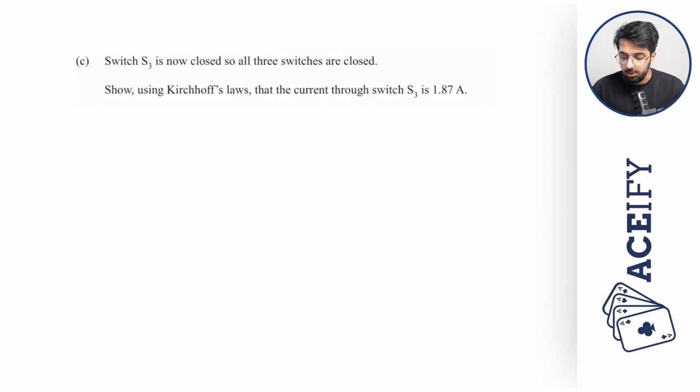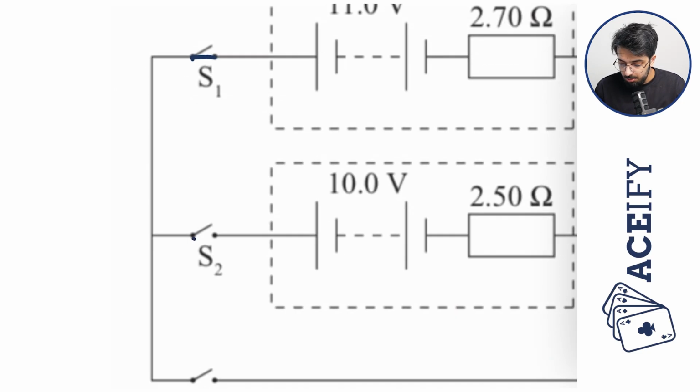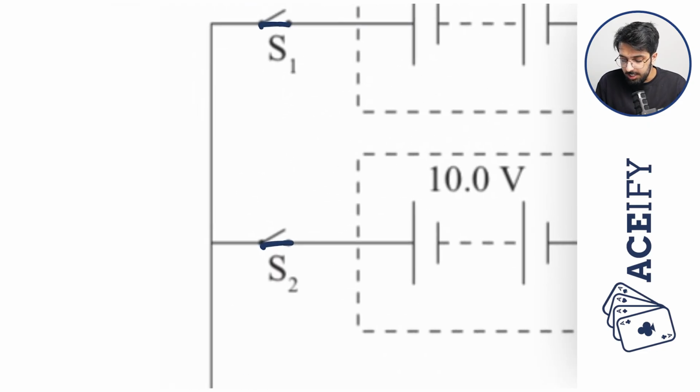Switch S3 is now closed so that all three switches are closed. Show using Kirchhoff's law that the current through S3 is 1.87 amps. Alright, so we have our diagram right here. All three switches are closed, okay? And we can define three currents, this being I1, this being I2, and this being I3, okay?